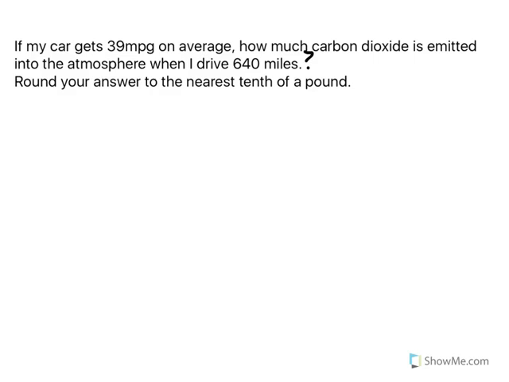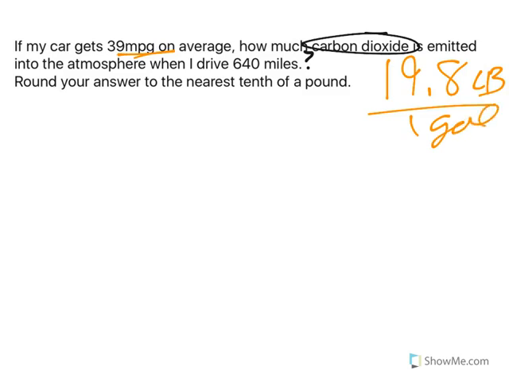Okay, well, we know we're talking about carbon dioxide and we're talking about gasoline, right? Because you're driving, miles per gallon. So we know we're going to use the 19.8 pounds per 1 gallon. But we have other information. We've got miles and we've got MPGs. So if you have multiple pieces, we have 3 pieces, 1, 2, 3. You're not really sure how they all fit.